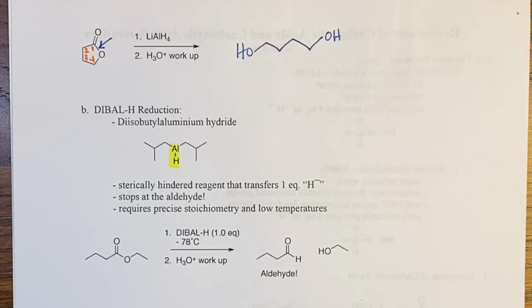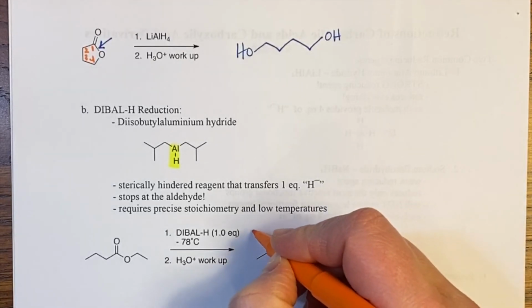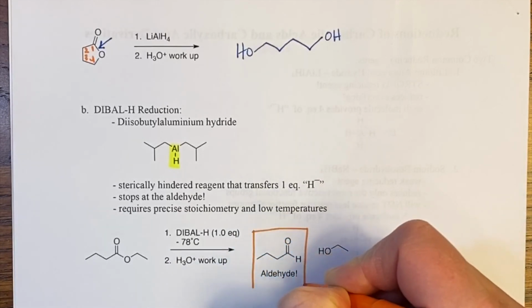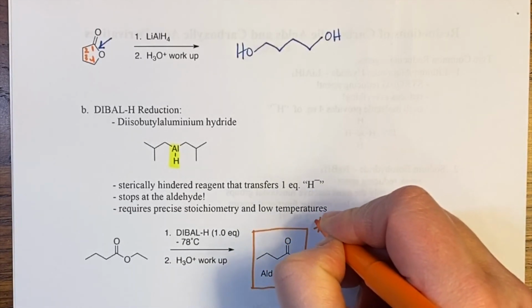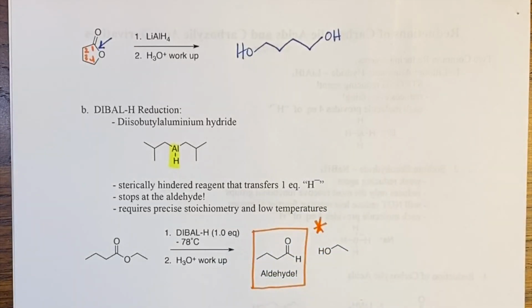So this is a unique reaction, and what allows it to work is precise control of your stoichiometry and very low temperatures. If I take my ester and treat it with DIBAL, exactly one equivalent, at a temperature of minus 78 degrees Celsius, and I follow it with an acid workup, I will get an aldehyde and an alcohol out of my reaction. The unique piece of this reaction is the aldehyde. There's not a lot of ways that we can stop that reduction at the aldehyde, so that's going to be an important reaction for us.